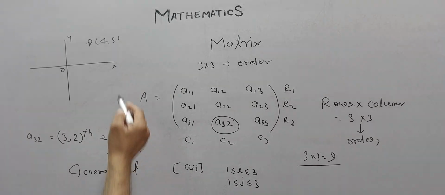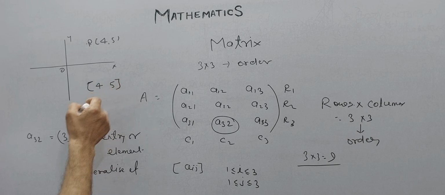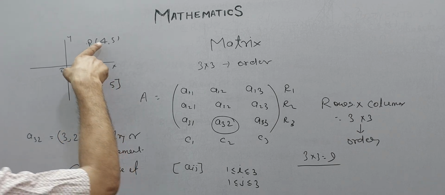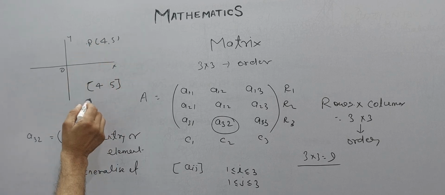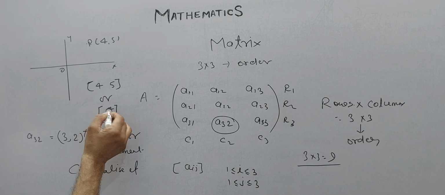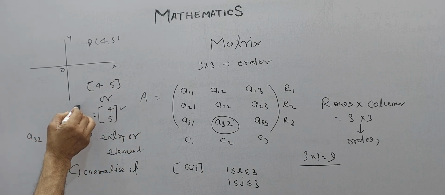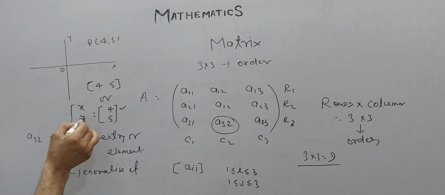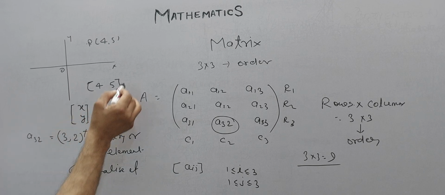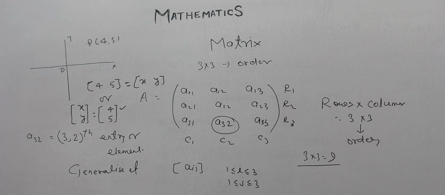We can write this in matrix format like this. Either you write 4 and 5 in a row, where the first element represents the x coordinate and the second element represents the y coordinate. We can also write this 4 and 5 in column format. So the first entry is called the x coordinate, and we generally represent x and y. Here you write x and y like this, with no comma between them. Make some space between x and y. So in this way, any point in the plane will be represented in matrix format.